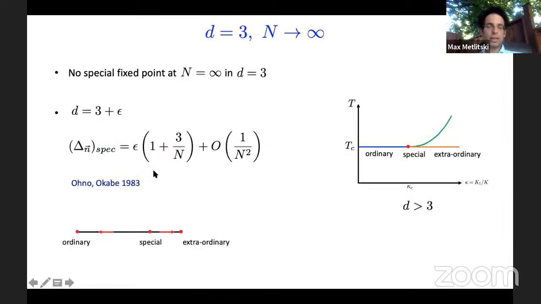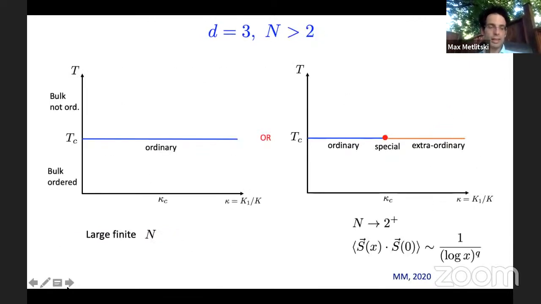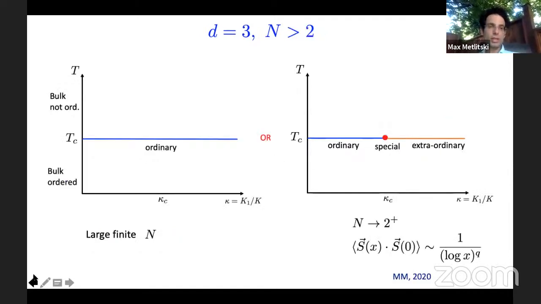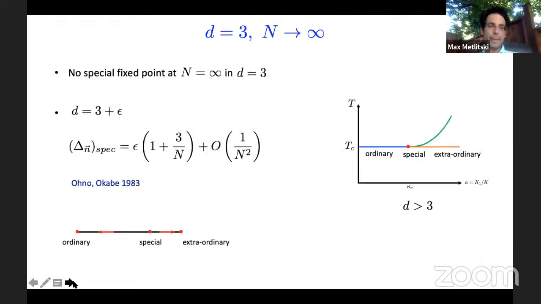So first of all, let's begin with the regime when n is large. Let's first go to n equal to infinity. For n equal infinity, I can do large n calculations in any dimensions. And in dimension d equal to 3 at n equal infinity, I find no special fixed point. This is a known result in the literature. One only finds an ordinary fixed point. So this is perhaps consistent with the phase diagram like this.